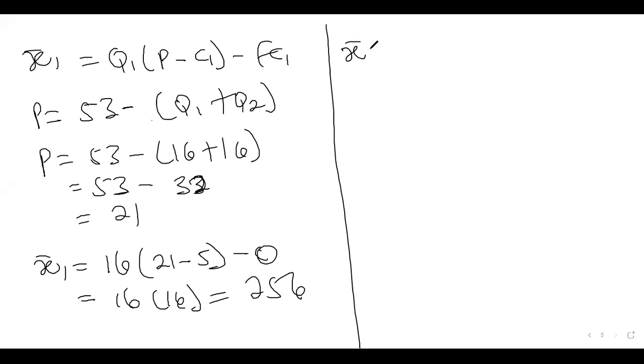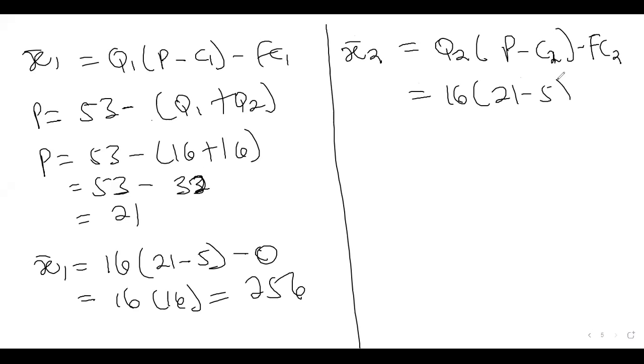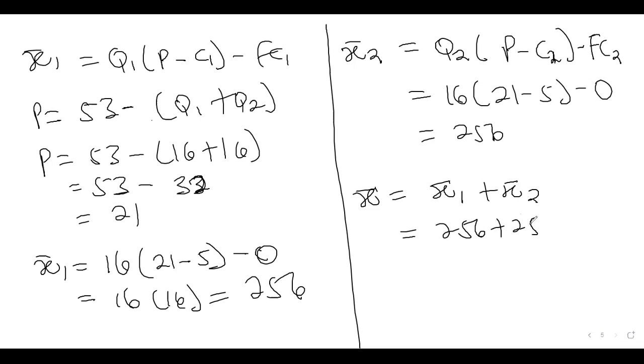So we also do the same for firm 2. Profit 2 is equal to Q2 into bracket P minus C2 minus fixed cost 2. This will give us 16 into bracket 21 minus 5 minus 0 because there is no fixed cost 2. So when you do it, you also get 256 for firm 2. That means that the total industry profit will be equal to the profit for firm 1 plus the profit for firm 2. This is going to give us 256 plus 256, and then we will have 512 cedis as the total industry profit.